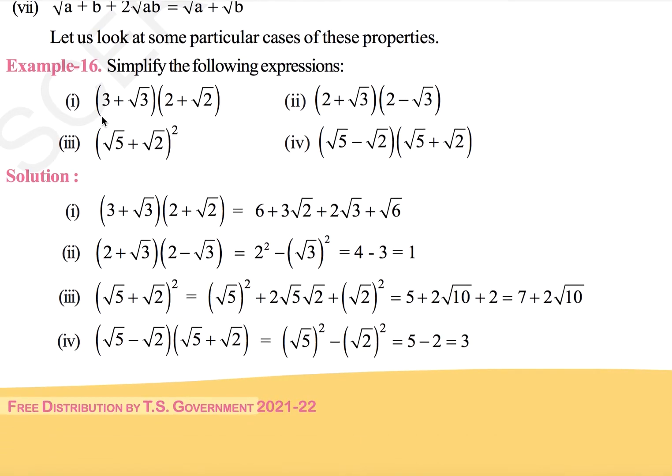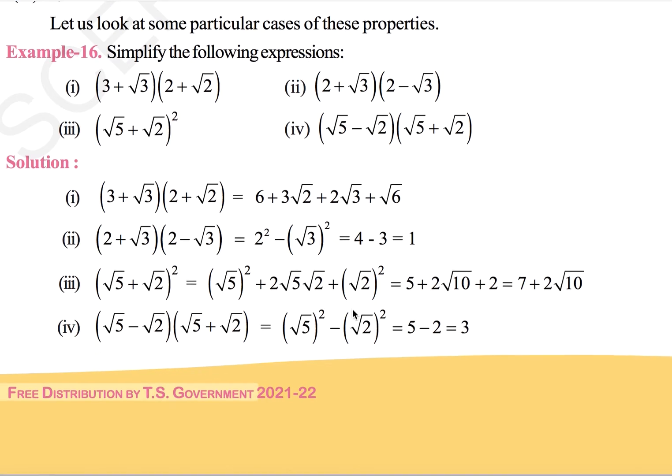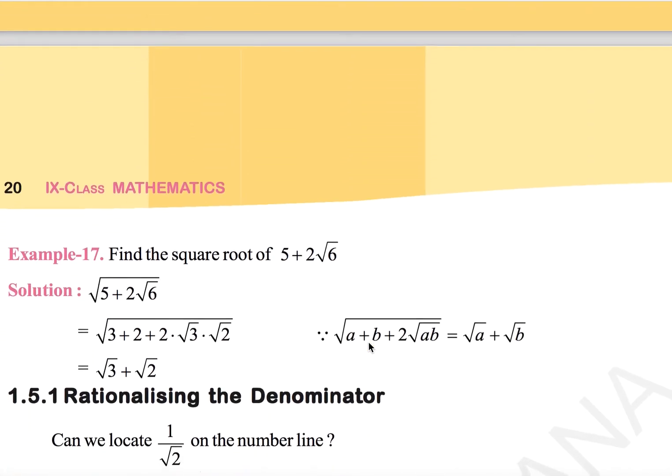Simplification, they asked, you just multiply 3 into 2, 6, 3 root 2 plus 2 root 3 plus root 6. Now this is 2 plus root 3 into 2 minus root 3, a square minus b square, 4 minus 3, 1. Root 5 plus root 2 whole square, a square plus 2ab plus b square, 5 plus 2 root 10 plus 2, that means 7 plus 2 root 10. Root 5 minus root 2 into root 5 plus root 2, 5 minus 2, 3, a square minus b square.